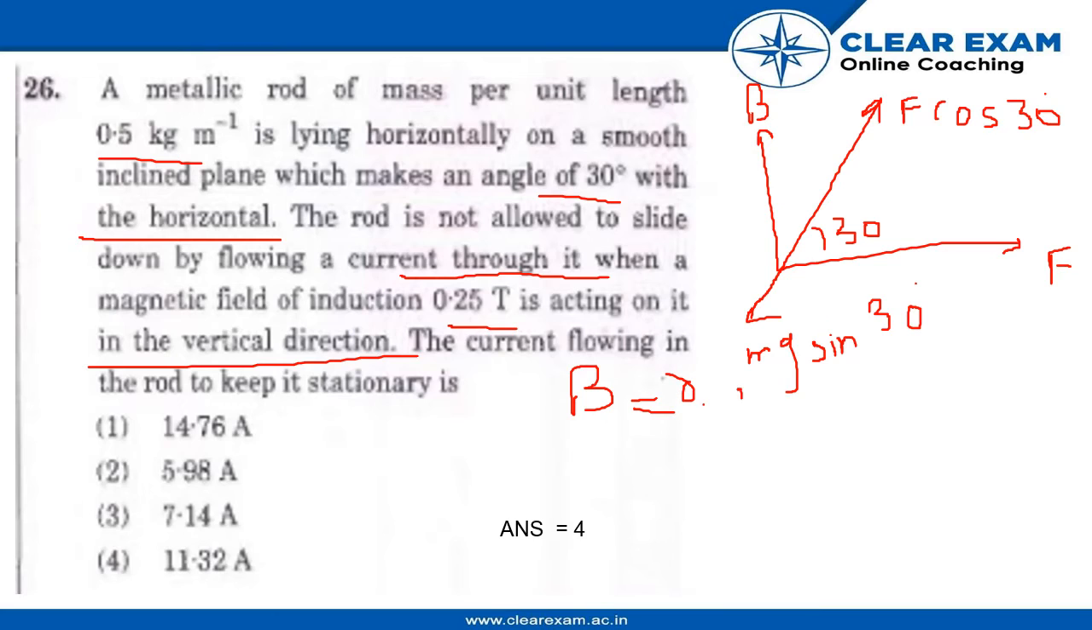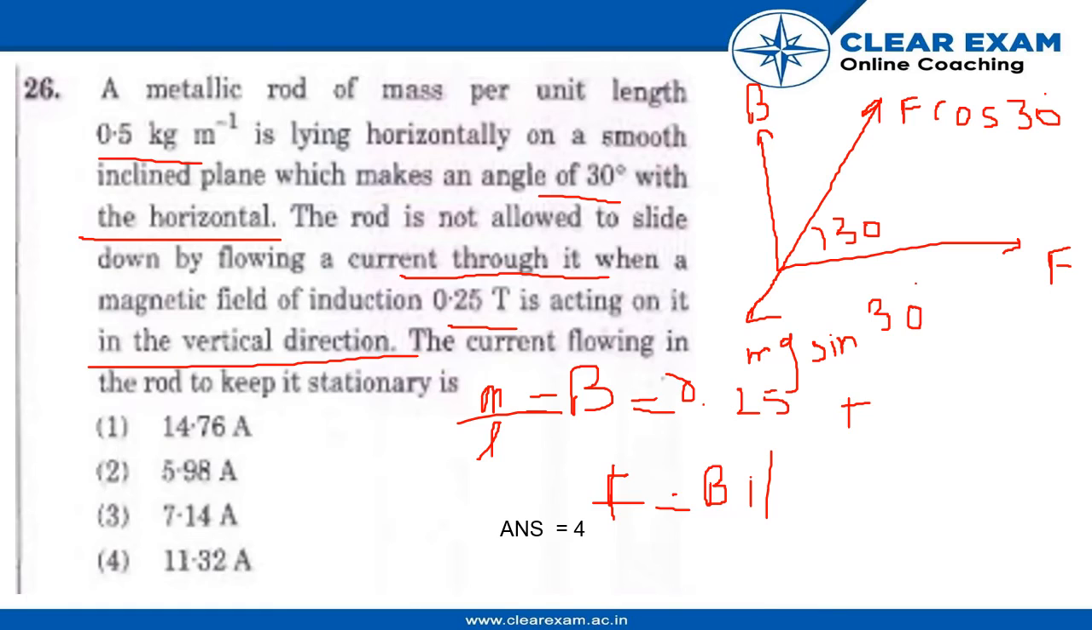So we know B is equal to 0.25 T. It is given in the question. M by L is equal to 0.5 kg per meter. Theta is 30 degrees. It is given in the question, and F is equal to BIL. So put the value of F in the given formula.